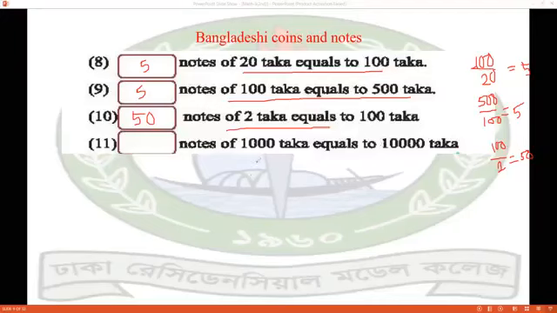How many notes of 1000 taka equal to 10,000 taka? So 10,000 divided by 1000, we get 10. So 10 notes of 1000 taka equal to 10,000 taka.